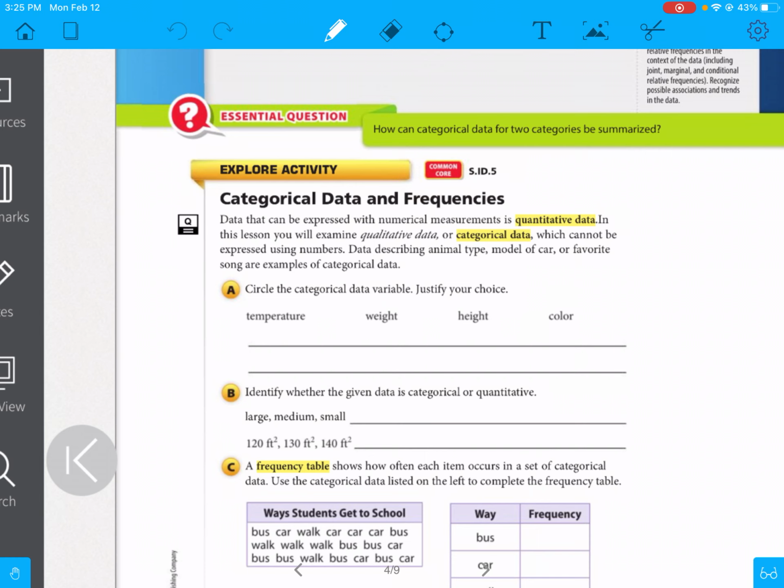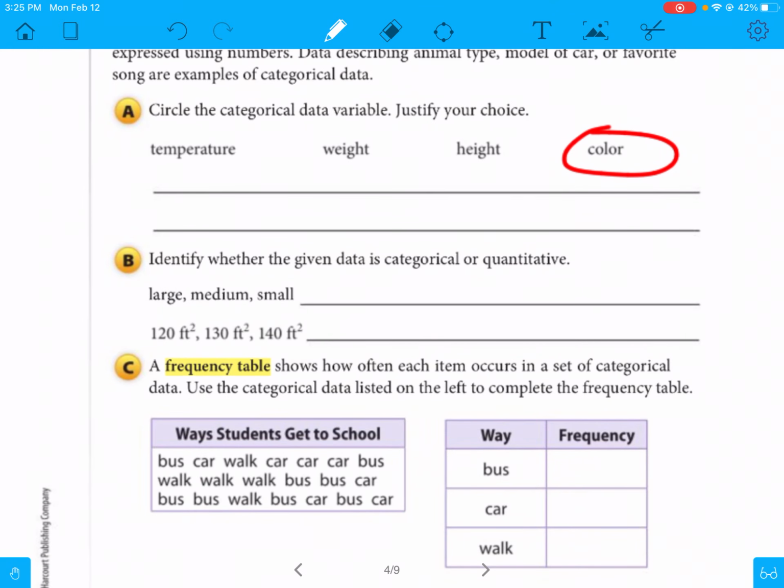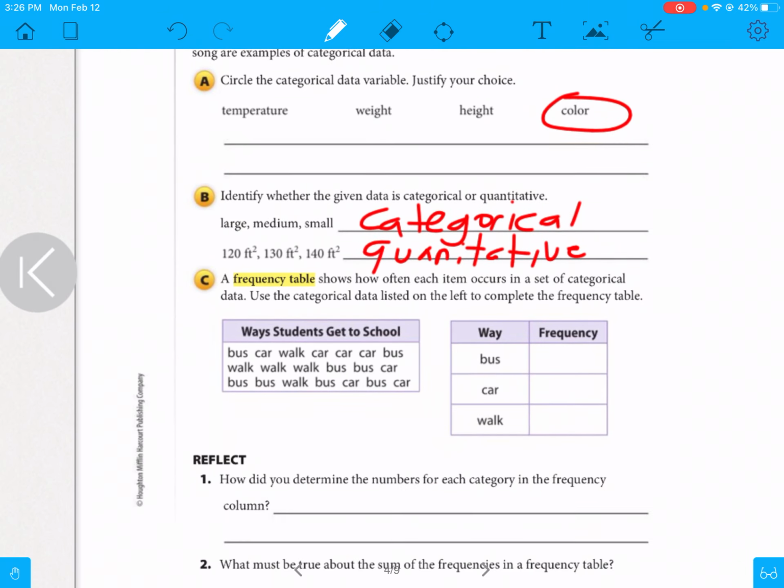So if we look at A, circle the categorical data variable, justify your choice. Temperature can be written as numbers, weight can be written as numbers, height can be written as numbers, but color cannot be written as a number. Same thing with part B. We have large, medium, small would be categorical. And then the 120 square feet, 130 square feet, 140 square feet is quantitative.